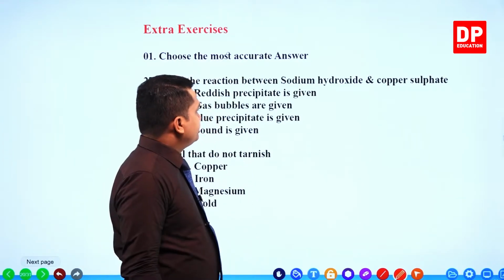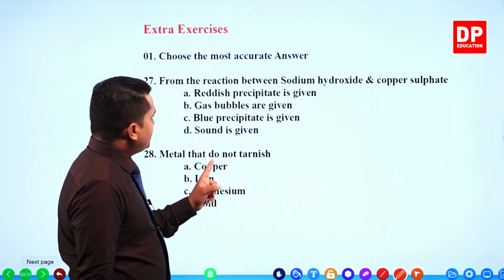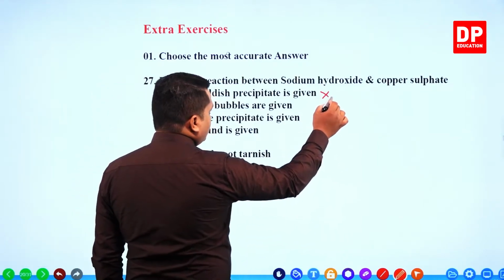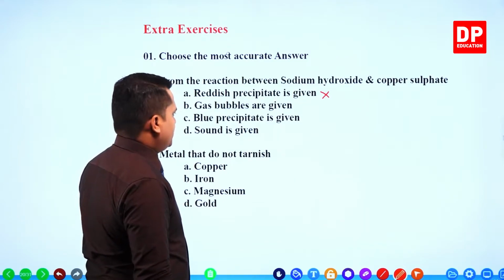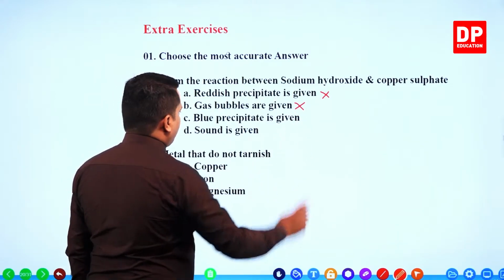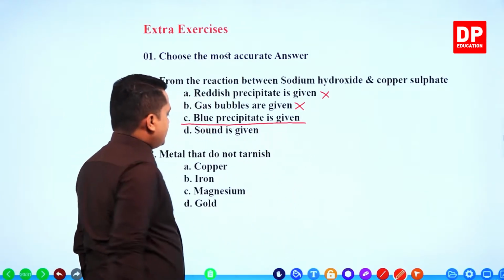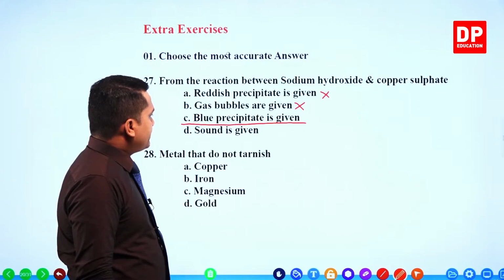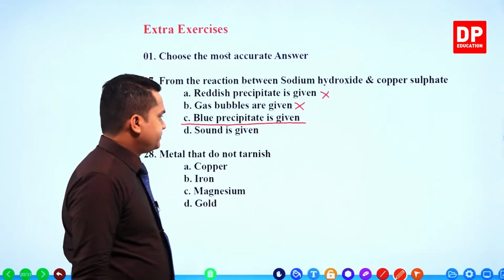So my dear children, let's see whether the answer is given. A reddish precipitate is given? No, this is incorrect. Blue color is the one which is given out. Gas bubbles are given? No. A blue precipitate is given. The third response is the correct answer. A blue precipitate is given out. That is our correct answer.